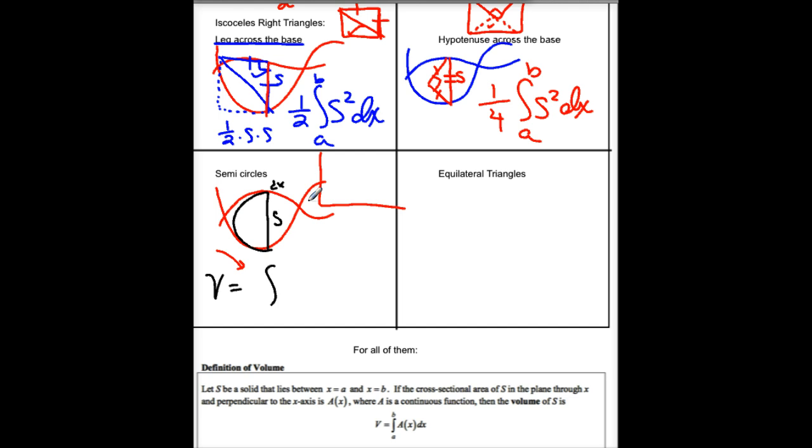So the area of a circle is 1/2 pi r squared. But my radius in this case is actually half of a side length. So you'll notice when I clean that up, I get 1/2 times pi times 1/4 times s squared. So a pi eighths multiplier comes in front on this one, and it'll always be pi eighths for a semicircle.